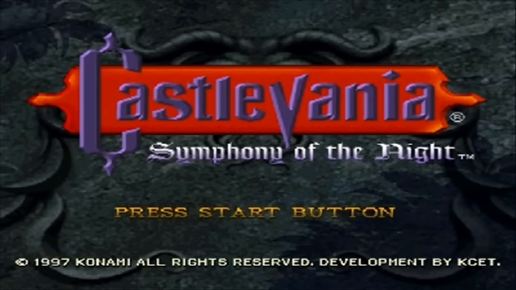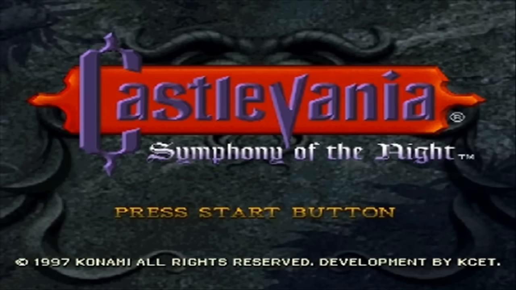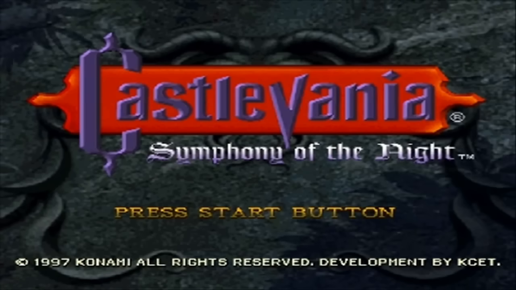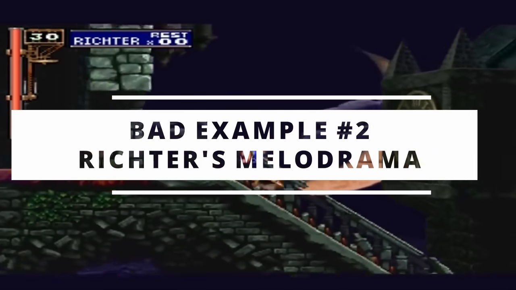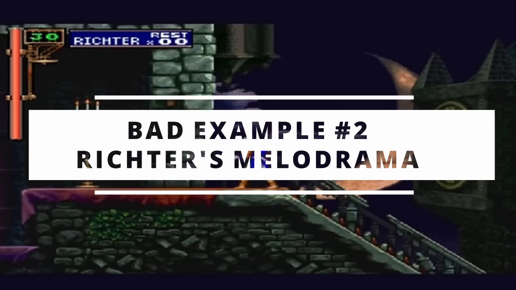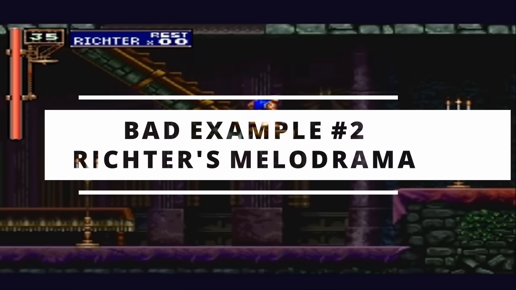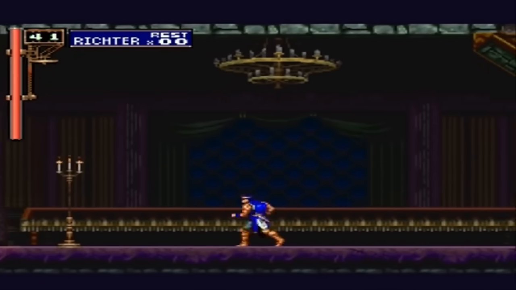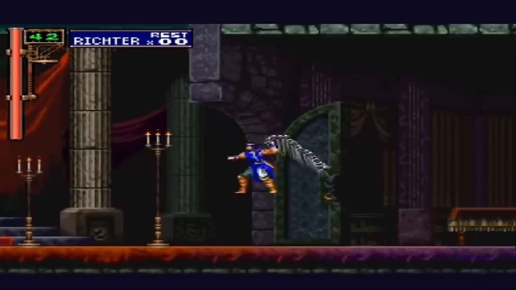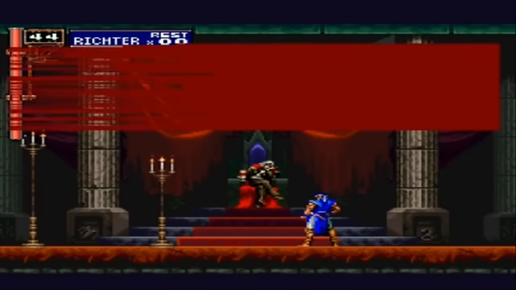Now, for an example of melodrama, I want to take it from one of my favorite video games, Castlevania Symphony of the Night. I love this game to death, but it opens up with a prologue that has some absolutely horrendous dialogue. Now, for context here, the only thing you really need to know is that the guy in blue here on your screen, his name is Richter. He's a vampire killer, and he's going after Dracula. And once he meets Dracula, this happens.